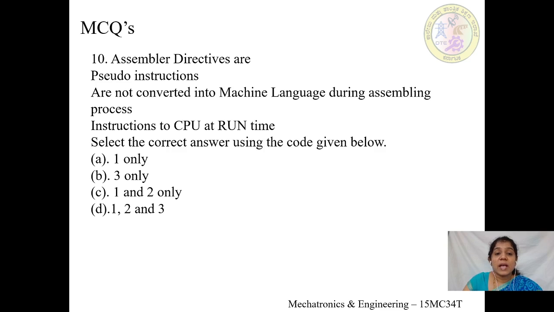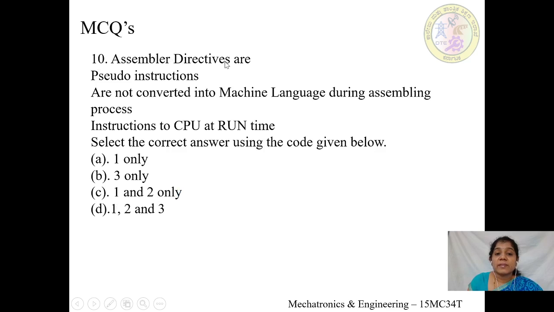10th one. Assembler directives are first one pseudo instructions, second one are not converted into machine language during assembling process, third one instructions to CPU at the runtime. Select the correct answer using the code given below. Option A 1 only, option B 3 only, option C 1 and 2 only, option D 1, 2 and 3.